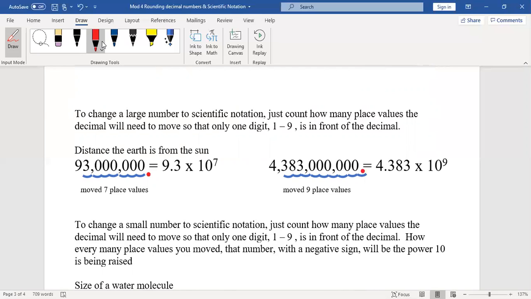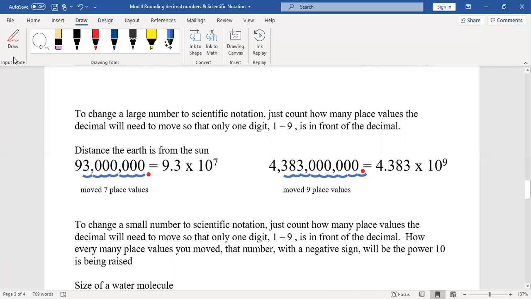My second example, I'm moving 9 place values to the left so that there's only one digit in front, which becomes 4.383 times 10 to the 9th. I've taken a really large number and written it in scientific notation.